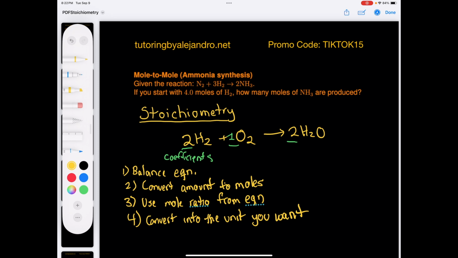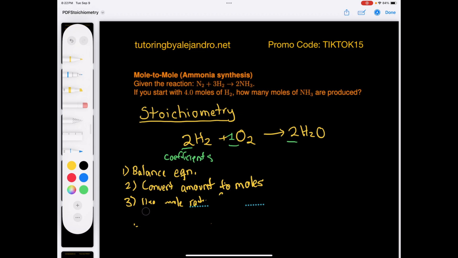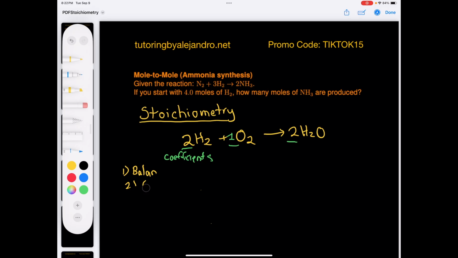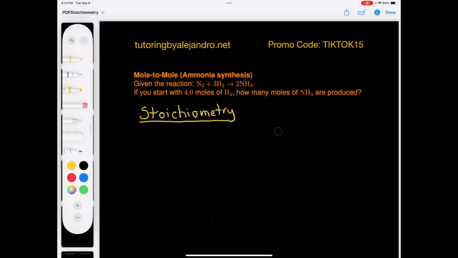We're going to put this into practice with 5 examples. As I'm erasing this, I'll read you the first problem. Given the reaction N2 plus 3H2 produces 2NH3, if you start with 4 moles of H2, how many moles of NH3 are produced?